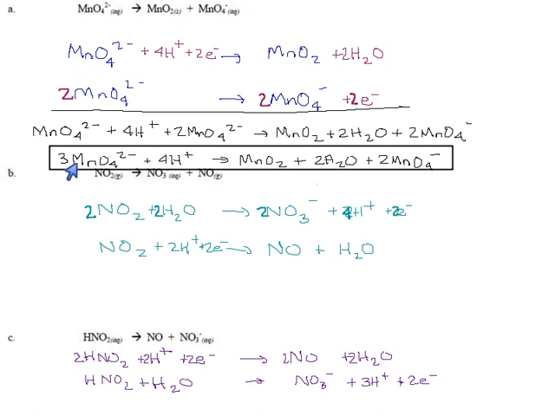So now that I've done this, let's do another quick check. 3 times negative 2, this has negative 6 charge. Plus 4 means overall there's minus 2 charge on the left. And 0, 0, minus 2 charge from these two manganese, so now it's looking better. Okay, I think we got that squared away now.